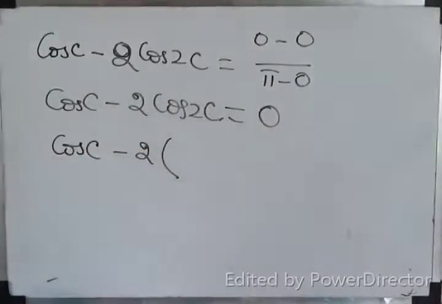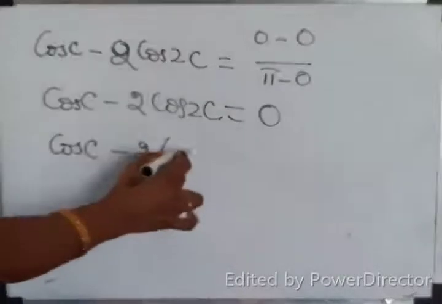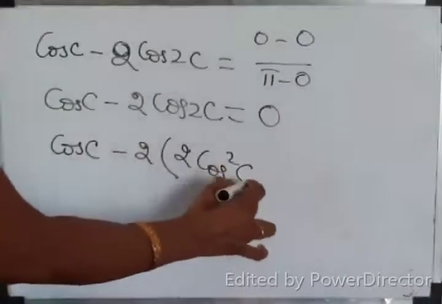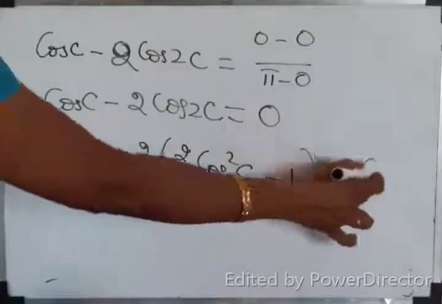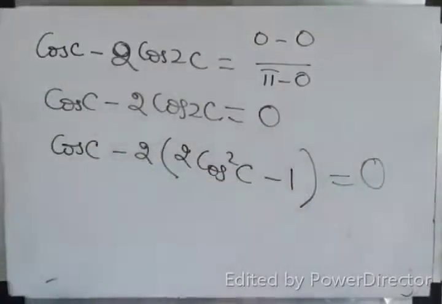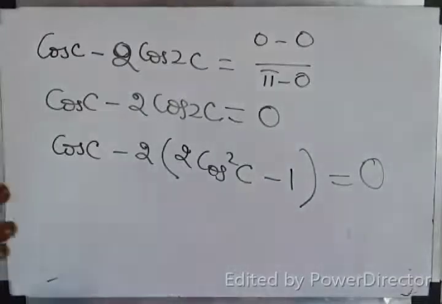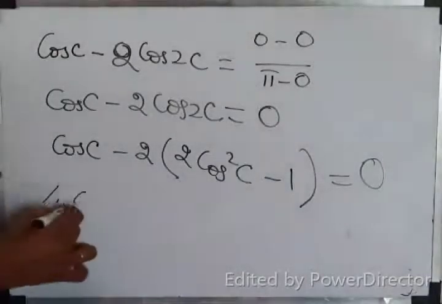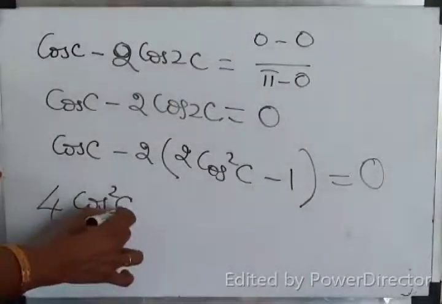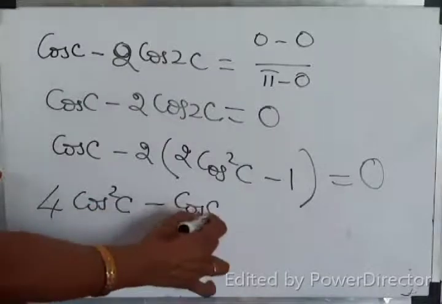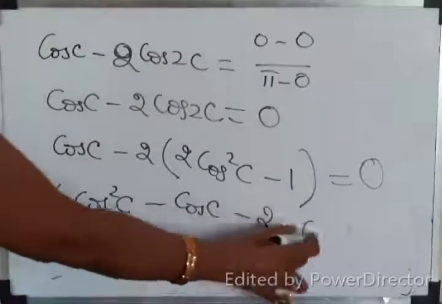What is the cos 2A formula? Cos squared A minus sin squared A, 1 minus 2 sin squared A, 2 cos squared A minus 1, which is applicable here. 2 cos squared A minus 1 equal to 0. Correct? If you substitute this formula only, you will get a quadratic equation. What is the quadratic equation? 4 cos squared C minus cos C minus 2 equal to 0.